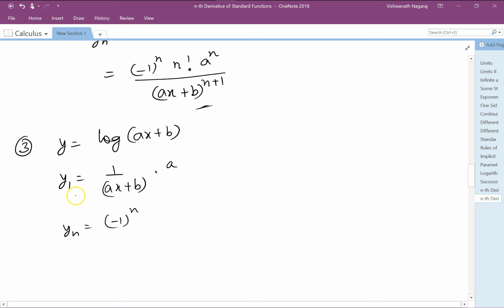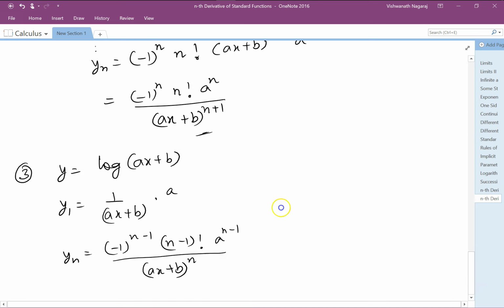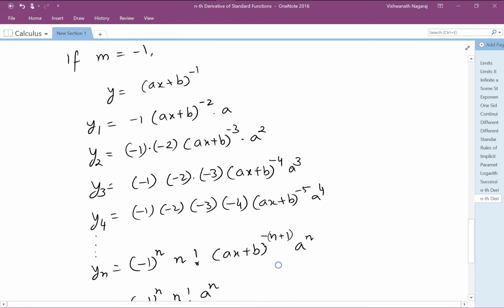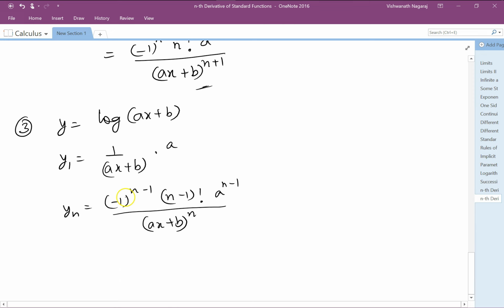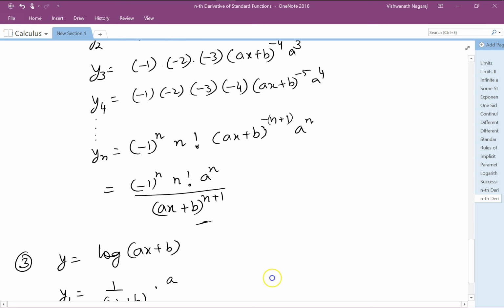But here we are starting from y1 is this, right? So nth derivative would be 1 less. So it will be n minus 1. n minus 1 factorial, a to the power of n minus 1, divided by (ax plus b) to the power of n plus 1 minus 1. So n. Yes, remember, because we looked at the special case of minus 1, that is why this was just a two-step process. If we have to properly do it, then we have to actually do this part here.